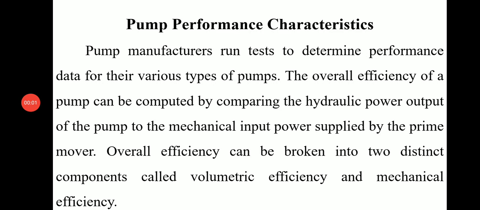Pump performance characteristics. Pump manufacturers run tests to determine performance data for their various types of pumps. The overall efficiency of a pump can be computed by comparing the hydraulic power output of the pump to the mechanical input power supplied by the prime mover. Overall efficiency can be broken into two distinct components called volumetric efficiency and mechanical efficiency.